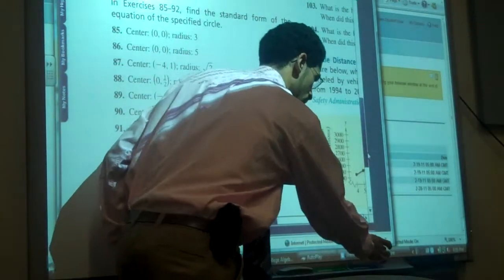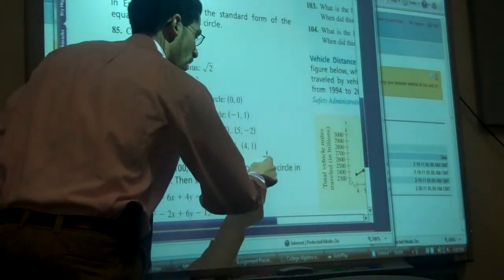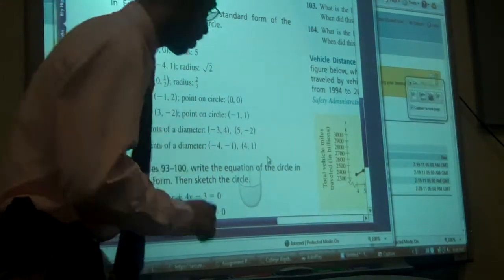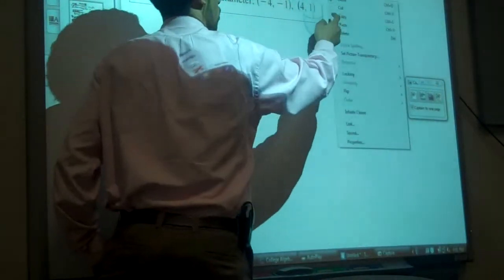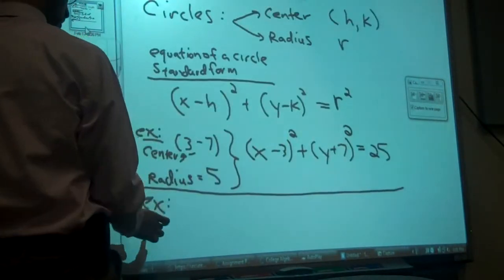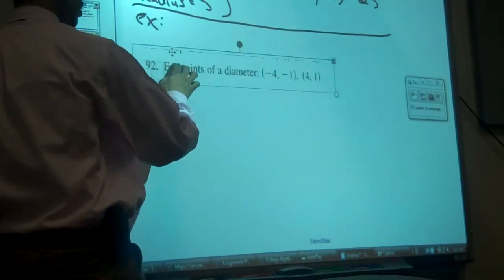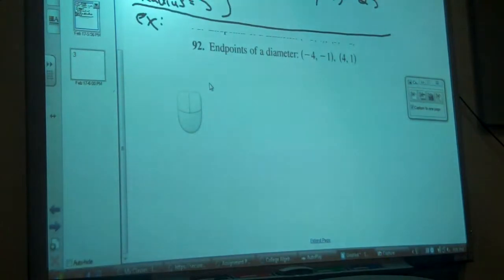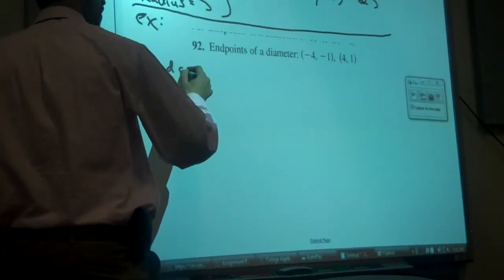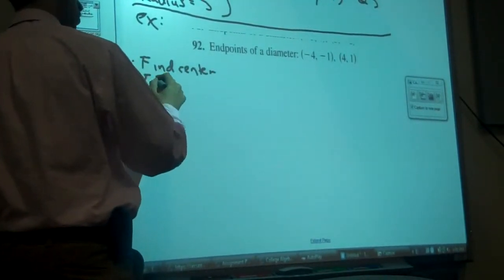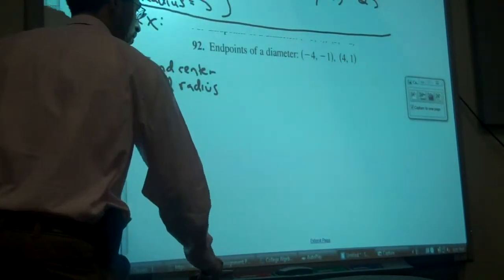4, 1. That's a harder question. You're not given the center and the radius, so you have to go find them first. So we don't have the center and the radius. We have to find them. Find the center. Find the radius. And then you're in good shape and you just go do exactly what you did above.